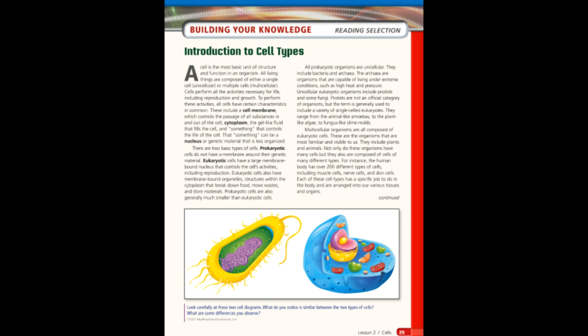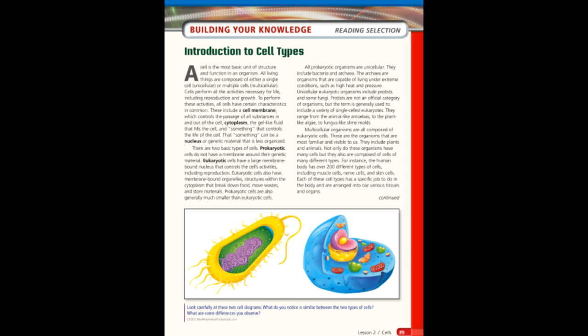These include a cell membrane, which controls the passage of all substances in and out of the cell, cytoplasm, a gel-like fluid that fills the cell, and something that controls the life of the cell. That something can be a nucleus or genetic material that is less organized. There are two basic types of cells.